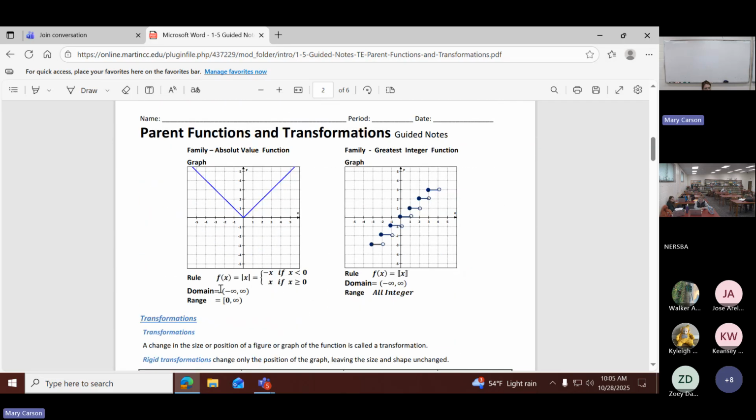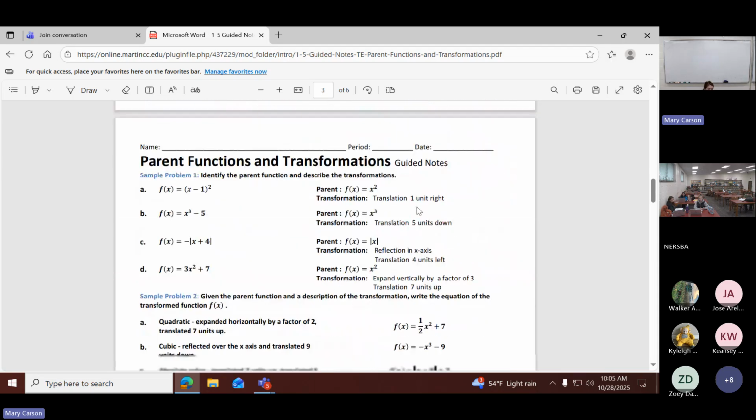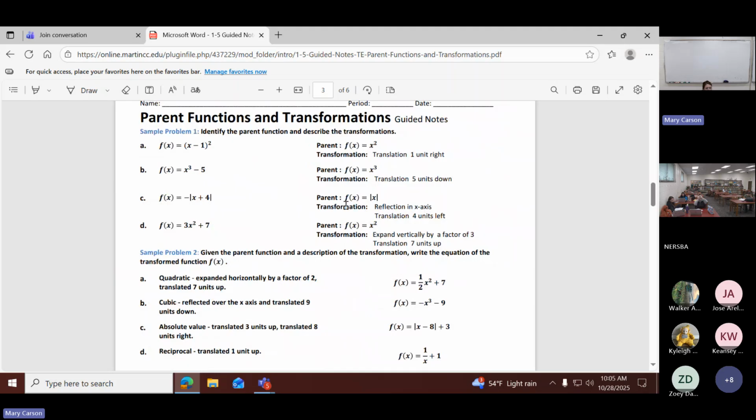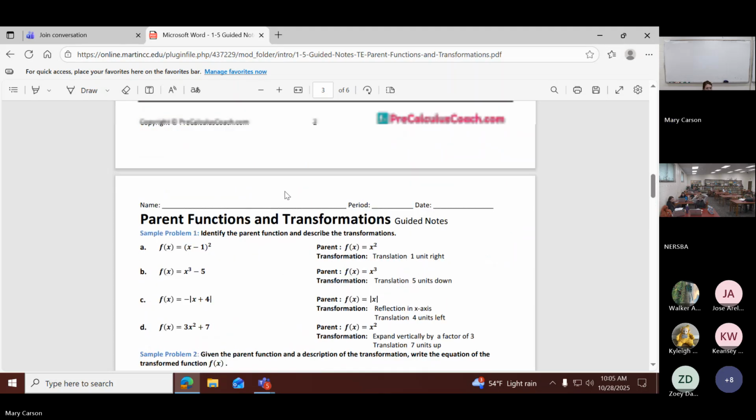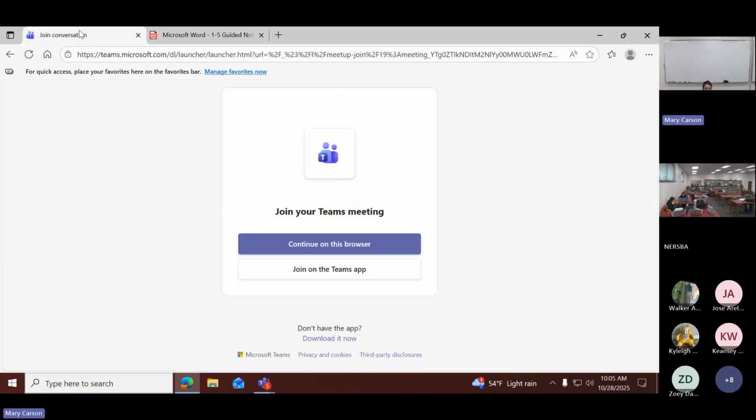Here's absolute value. Domain's all real numbers. Range is greater than or equal to 0. Greatest integer is domain is all real numbers, and the range is pretty much all integer numbers. All right, and then this is the part for 3.5. I'm going to get to this in just a minute, but I would print all this out so you have it for your test specifically. And then this one kind of gives some examples. But let's just look at some notes first, and then we'll go through some of the 3.5 stuff.